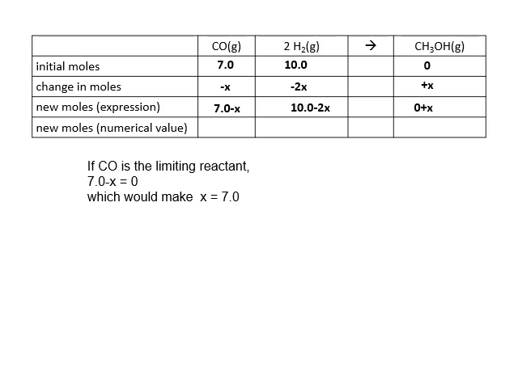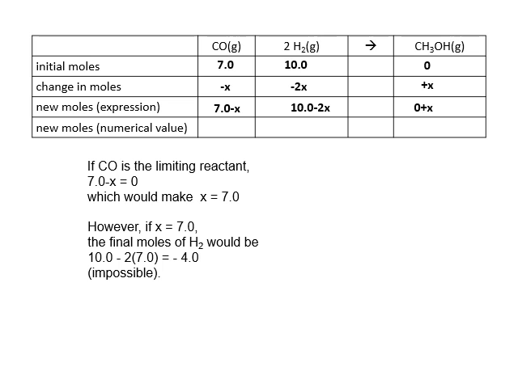Let's first assume that carbon monoxide is the limiting reactant. If that's the case, then its concentration or its amount should go to 0. Using 7 minus X as the expression for carbon monoxide, if 7 minus X equals 0, that would make the value of X equal to 7. However, if we plug X equals 7 into the expression for hydrogen, we get 10 minus 2 times 7, which is negative 4, an impossible amount of hydrogen left over at the end of the reaction. So that means that carbon monoxide cannot be our limiting reactant.